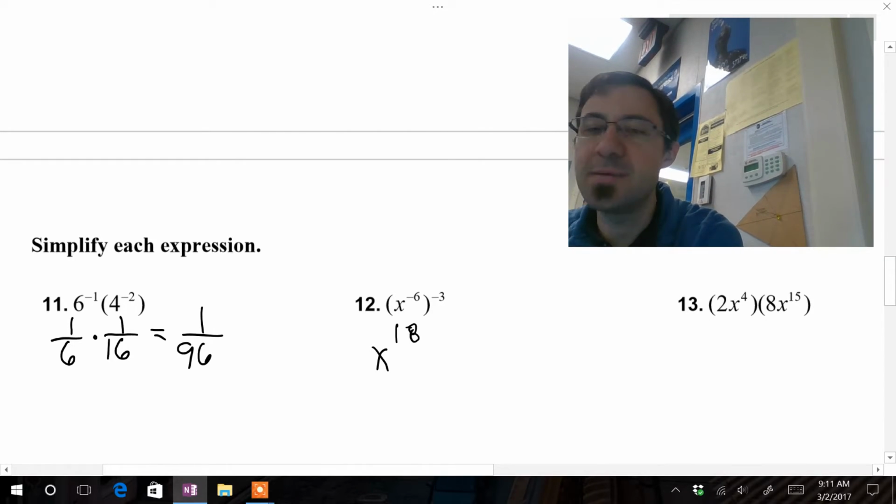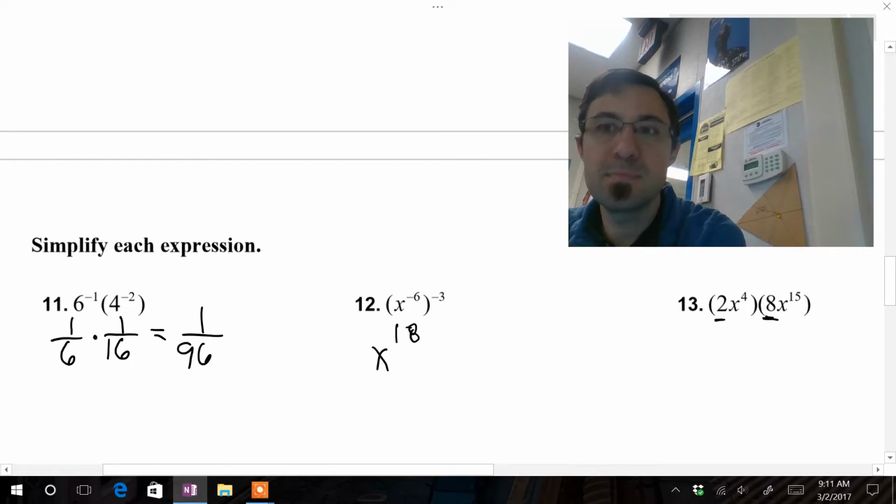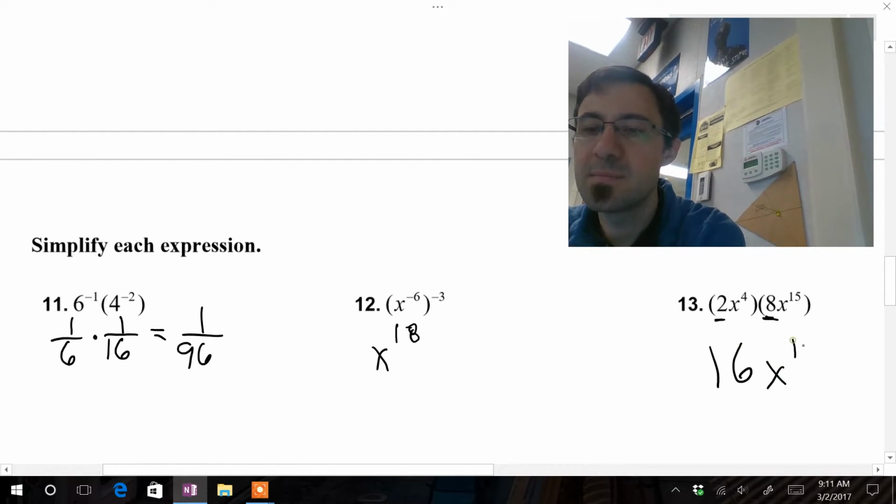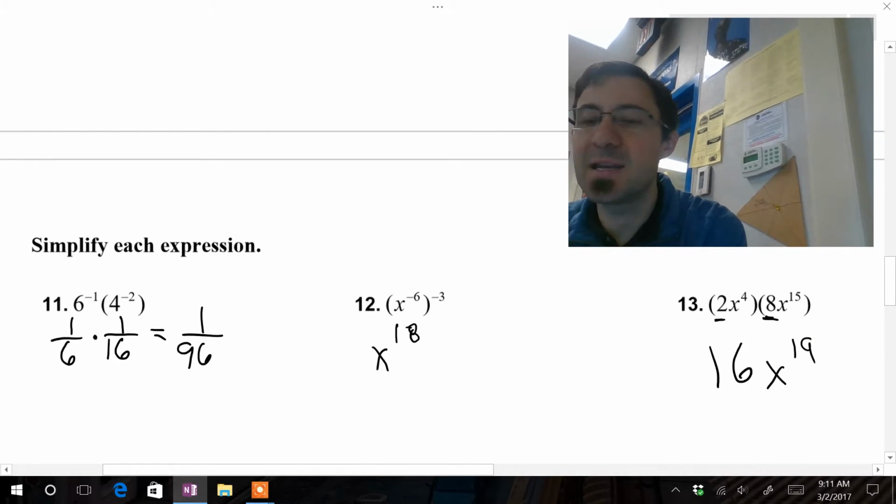13, what is our coefficient? 16. And then how many x's do you have? 16x to the 19th.